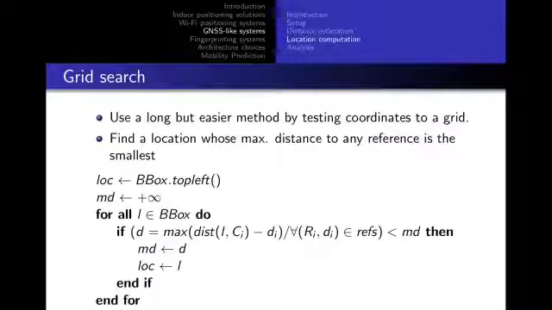We can also use a grid search, so it's longer but easier to use than the nonlinear least squares method that we'll see with the GNSS. So we test coordinates in a grid and we find a location whose maximum distance to any reference is the smallest. So here is a pseudocode that you can use to implement it, and I'll share a document which describes more precisely the method so that you can use it in your projects.